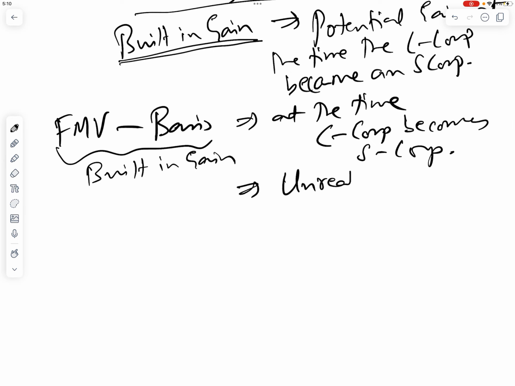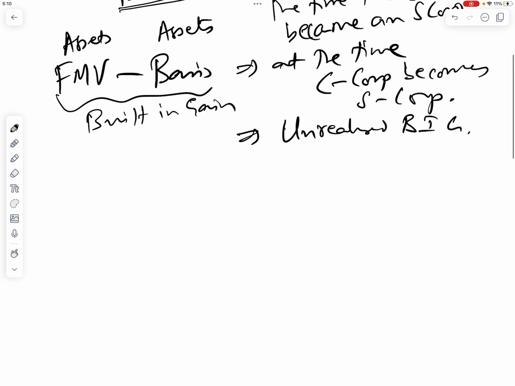Okay, and we can also call this the unrealized built-in gain, because nothing has been sold at that point. When the C corp becomes an S corp, nothing is sold at that point. It's all the C corp assets. So this is fair market value of the assets minus the basis of the assets. Okay, so that's really what the unrealized built-in gain is.